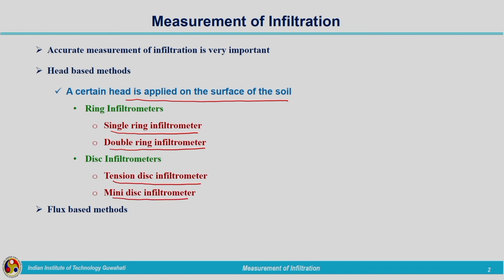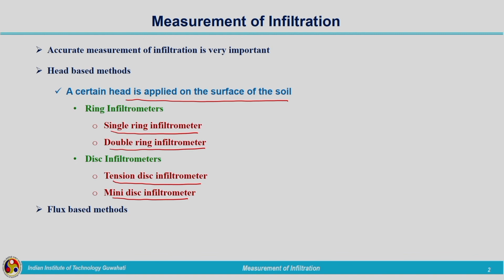In the head-based approach, we provide a certain head of water which allows the water to infiltrate into the soil. The approaches are ring infiltrometers and disc infiltrometers. Under ring infiltrometers, we have two kinds: the single ring infiltrometer and the double ring infiltrometer. In the case of disc infiltrometers, the commonly used ones are the tension disc and the mini disc.